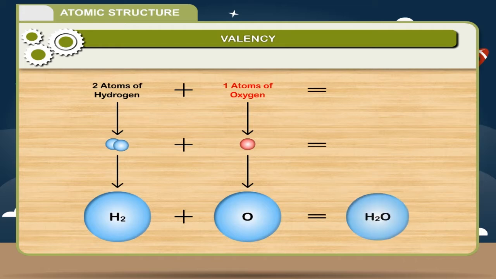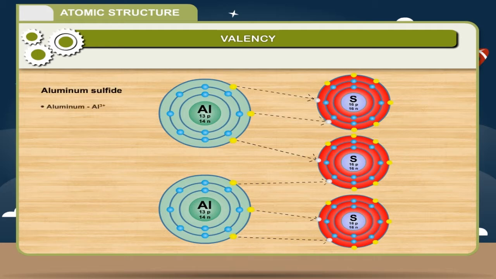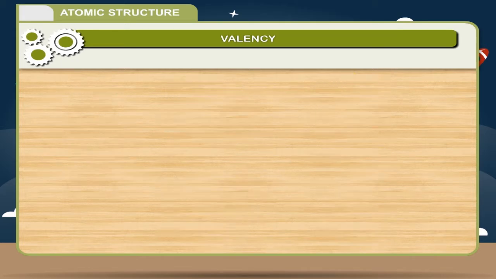The chemical formula of a compound tells us the number of atoms of the different elements present in a molecule. To know the formula, we must know the elements present in the compound and the valencies of the elements. Valency can be defined as the combining capacity of an element with other elements.